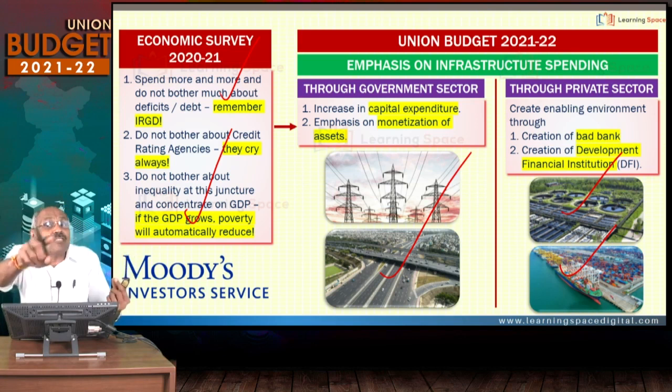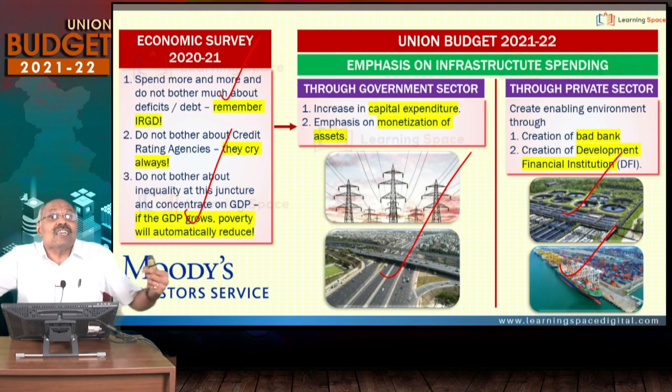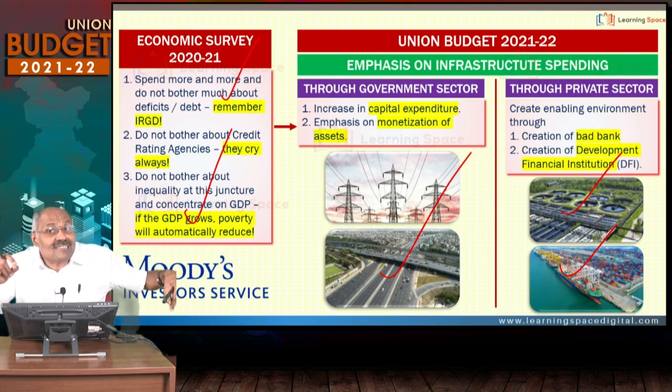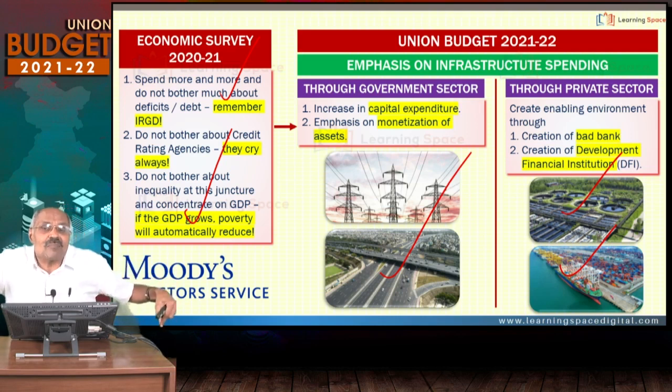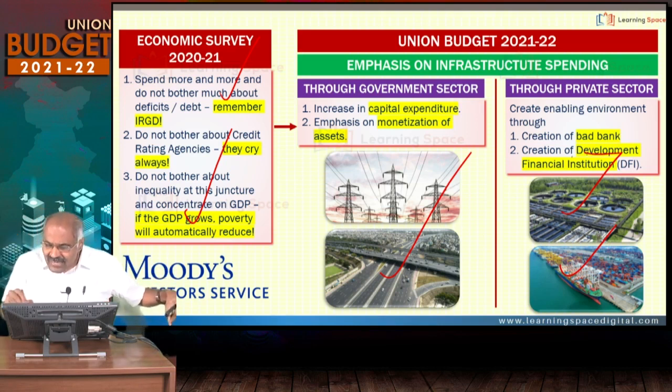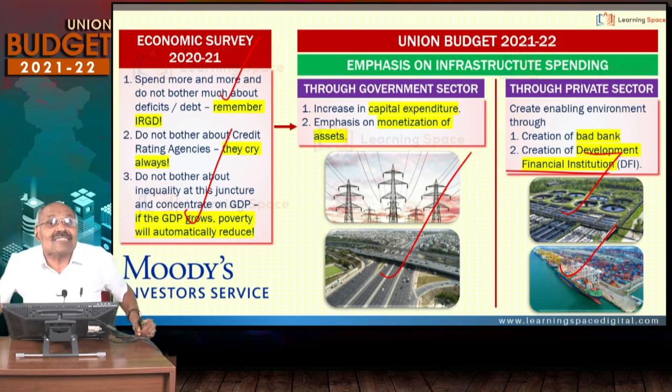So friends, that is a bad bank. So the creation of a bad bank will free the banks from the hassles of the bad loan problem. Subsequently, banks can lend freely to the infrastructure sector. That is an enabling environment. And what is the second enabling environment? The second enabling environment is the creation of a development financial institution.